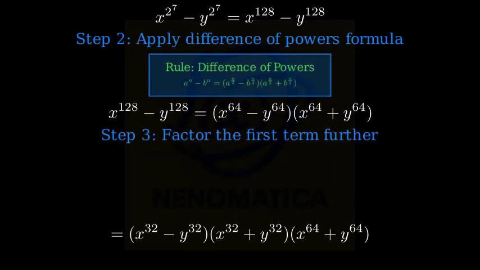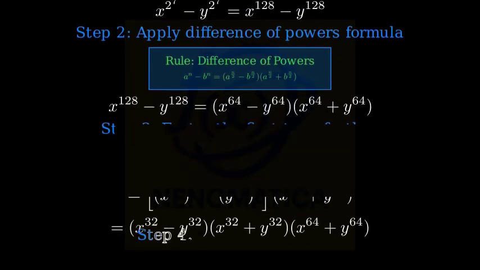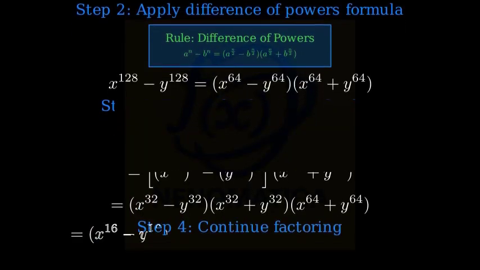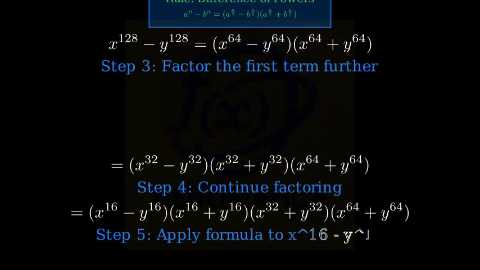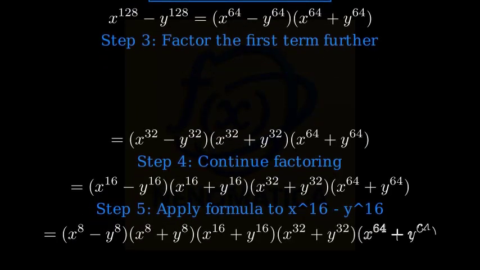We get x to the power of 64 minus y to the power of 64 equals x to the power of 32 minus y to the power of 32 times x to the power of 32 plus y to the power of 32. We'll continue this process. For the term x to the power of 32 minus y to the power of 32, we apply the formula again to get x to the power of 16 minus y to the power of 16 times x to the power of 16 plus y to the power of 16.